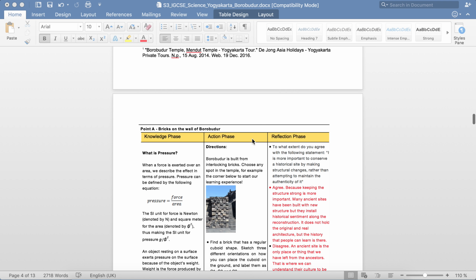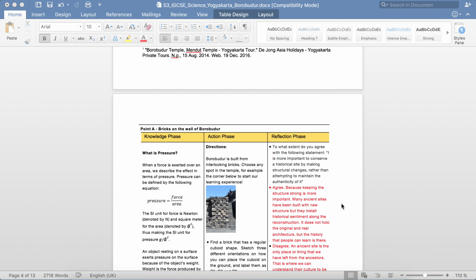Last but not least is your reflection phase. This is the last step of the learning process for your learning experience. You are required to have only one debatable question per LE, and it can come under any of the points, whether it be point A, B, C, D, and so on. Questions under the reflection phase are debatable, meaning they are subject to opinion and allow learners to have different perspectives and opinions on the topic.